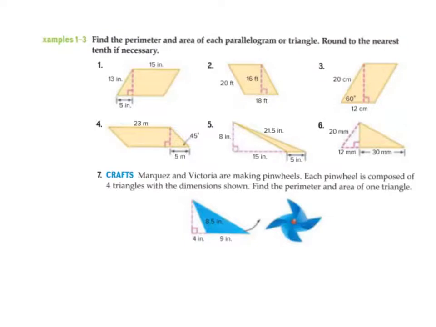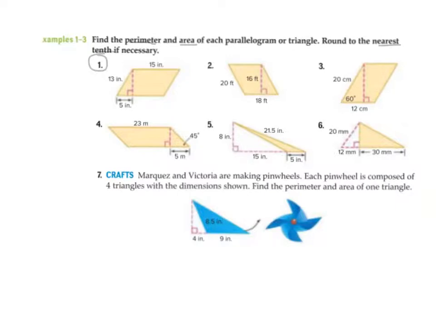Okay, so now let's have a look at a few problems. So let's have a look at what we need. First and foremost, we need the perimeter, we need the area, and to the nearest tenth. So that's 1 decimal place if you've got decimals. Okay, obviously if you've got whole numbers, you're okay. But let's have a look at number 1.